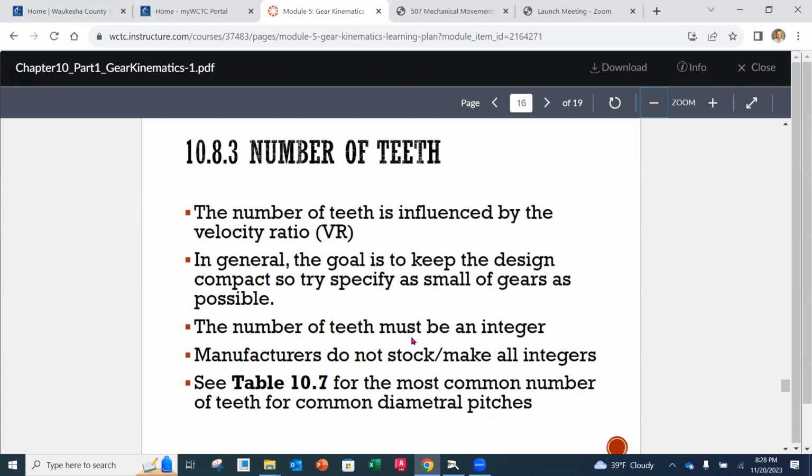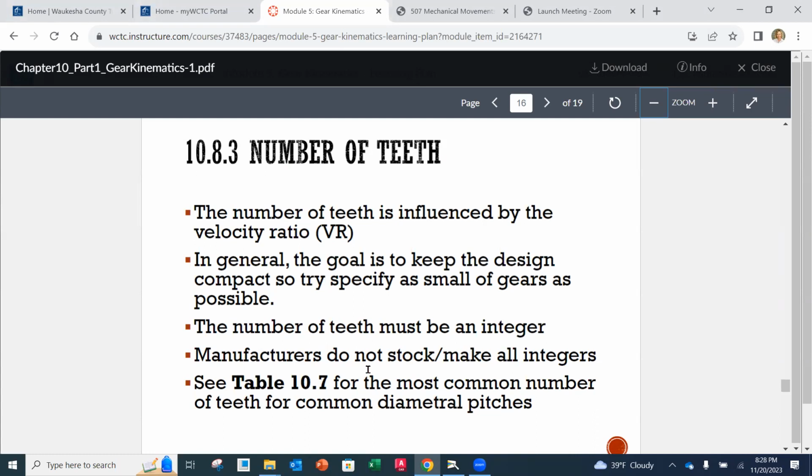I can't put on a gear with half a tooth, or 0.2 of a tooth. So yeah, we have to have a whole number of teeth on any gear. But you have to be careful. Manufacturers are not going to stock each and every integer. So you have to know, based on your diametral pitch, what are the available numbers of teeth that I can get on a gear?